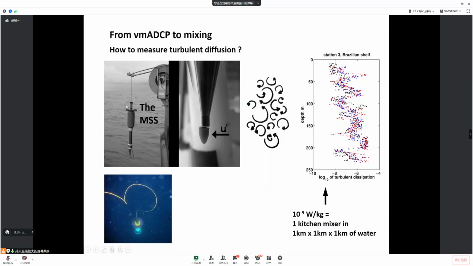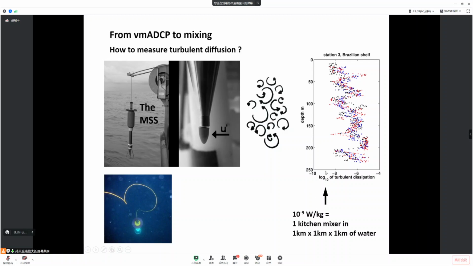So that's the microstructure probe here with the airfoil tip. And when this probe sinks through the water on a loose cable, then we more or less record the lateral movements of this tip. So going through a turbulent field like this, we end up with profiles like this. In the end, we can generate an estimate of the rate of turbulent dissipation, which is a measure for mixing.